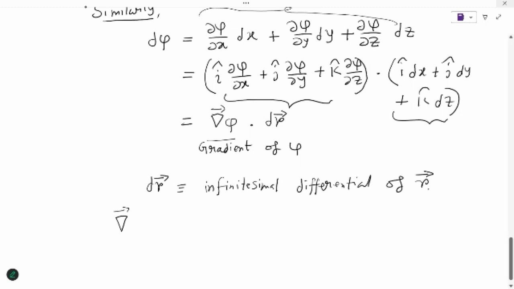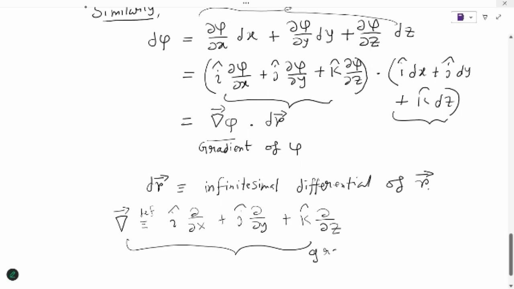We write it without phi here because of the definition we are giving: this vector operator del is known as gradient, that is i cap del x plus j cap del y plus k cap del z. So this is our gradient vector.